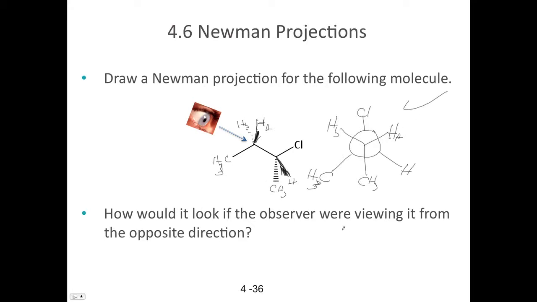So how would it look if the observer were viewing it from the opposite direction? Let's just say you take your eyeball. Oh, I drew an opposite eyeball. It's weird. Why did I even do that? So copy this down, and I'm going to erase it.